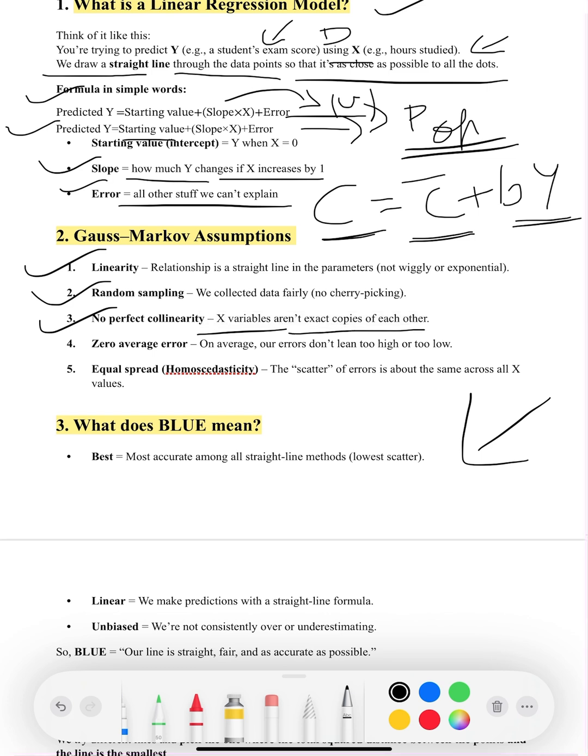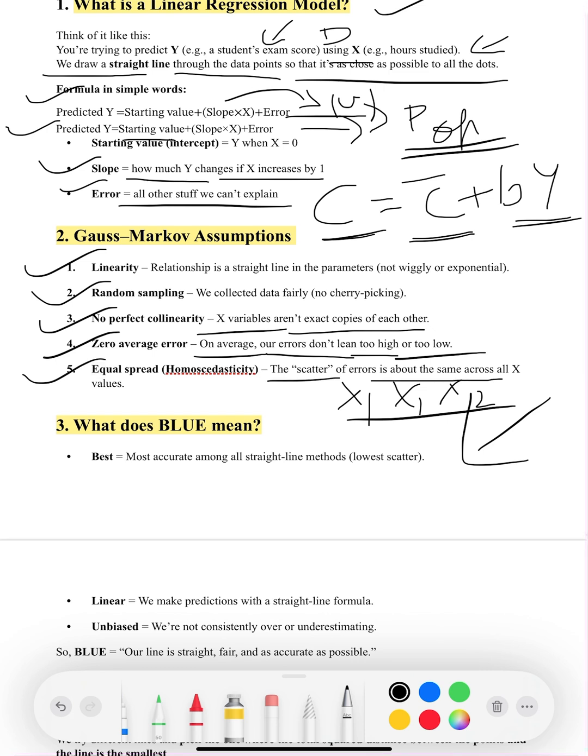Now in the case of linear regression, we try to predict the value of y, which is a dependent variable, on the basis of different independent variables. It can be one or more independent variables. So it can be x, x1, x2, and these values should not be exact copies of each other. No zero average error. On average, we take errors. Errors do not lean towards too high or too low. Equal spread, that is homoscedasticity. The scatter of error is about same across all the values of x.